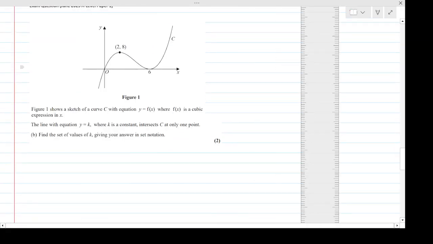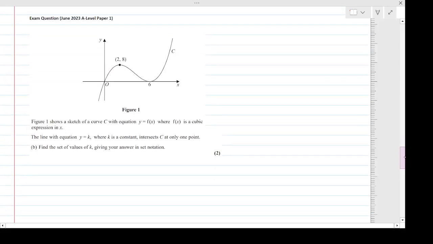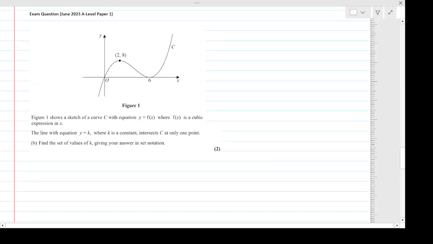We're going to leave off with an exam question, okay? So let's get rid of this. So exam question then. We are given a figure 1 which shows a sketch of a curve C with equation y is f of x, where f of x is a cubic expression, so it's a cubic basically. The line with equation y is equal to k, where k is a constant, so k is just a number, right? Intersects C, the curve, at only one point. Okay? Find the set of values of k, give me the answer in set notation.